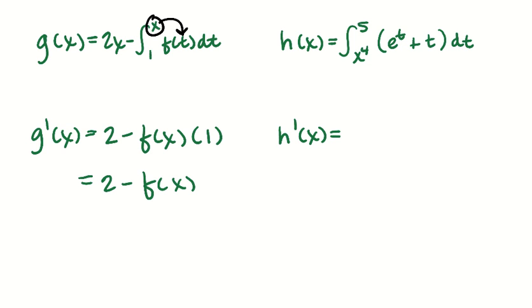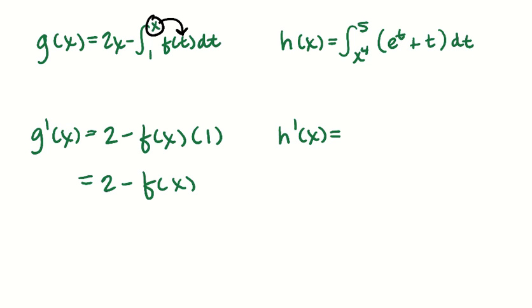Okay, so I know what the derivative of 2x is. I know now how to take the derivative of a function defined by an integral. I'm going to take that upper bound, I'm going to plug it in for t, and then I'm going to not forget the chain rule. And I get 2 minus f of x.